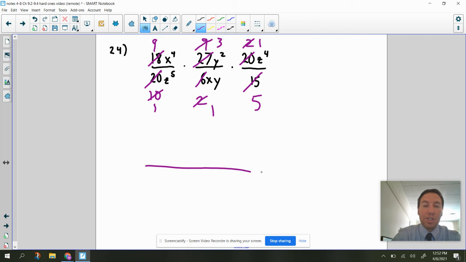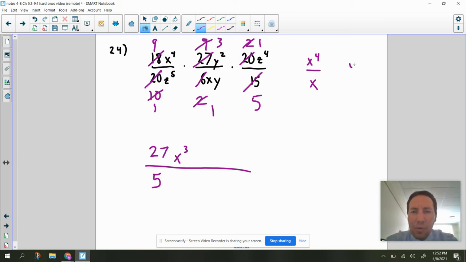So now let's just finish our numbers. Here I have a 9 times 3 times 1. That's 27 on top. 1 times 5 is 5 on the bottom. So we're done with our numbers. All right, how about our x's? I'm just going to make a little note to myself. I have an x to the fourth on top and an x on the bottom, so that's going to turn into x to the third on top.